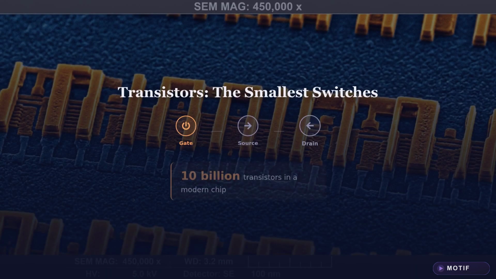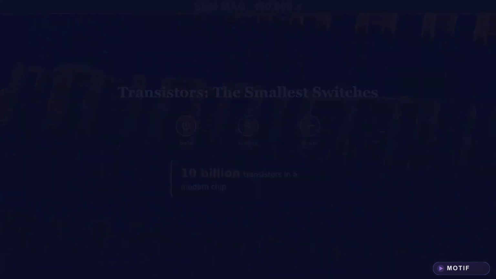At the physical layer, computation is performed by transistors, microscopic switches etched into silicon. When voltage is applied to the gate, current flows from source to drain, representing a binary 1. When the gate voltage drops, current stops, a binary 0. A single modern processor contains over 10 billion of these switches.